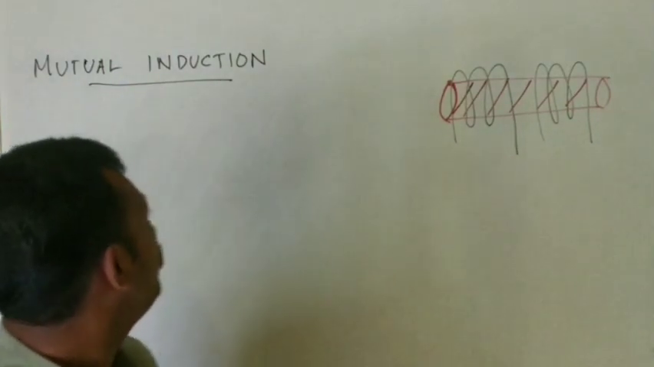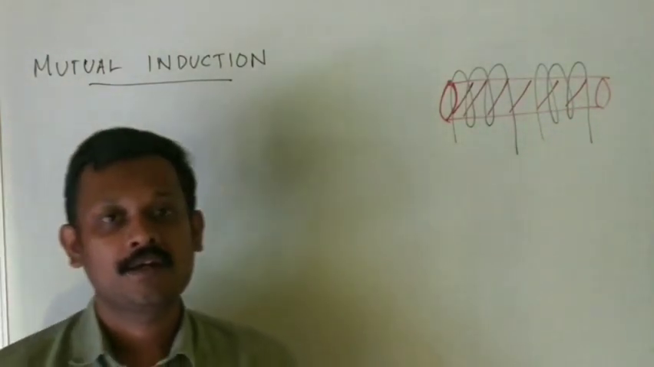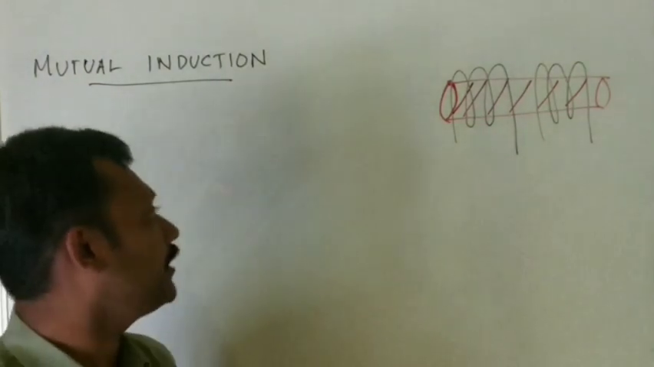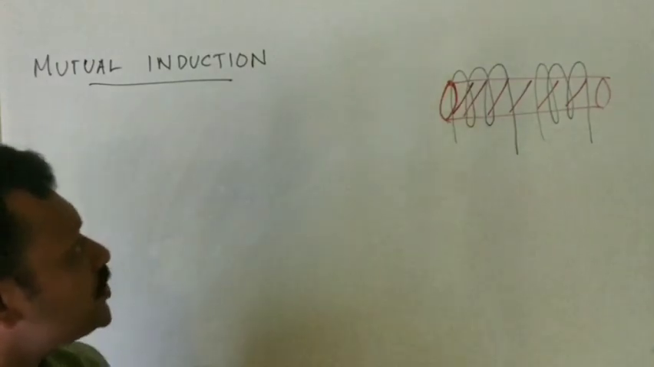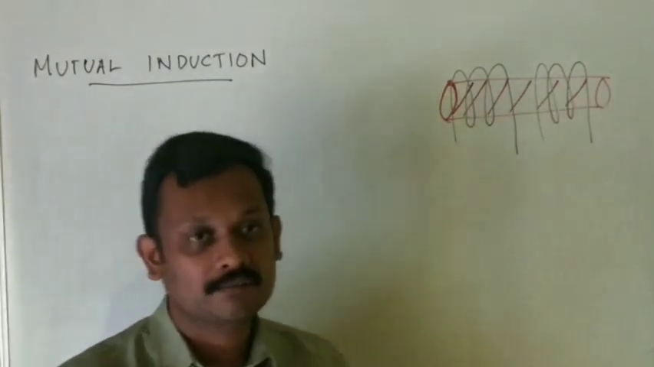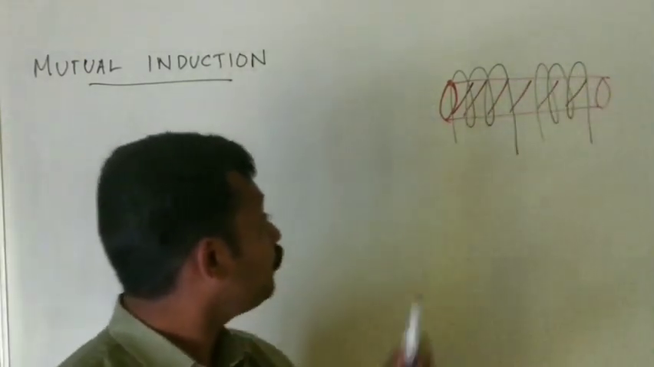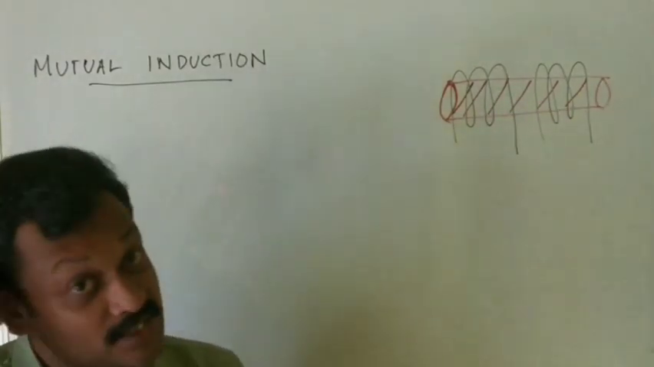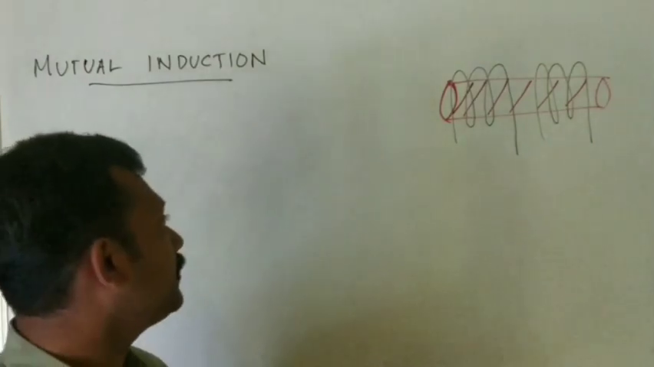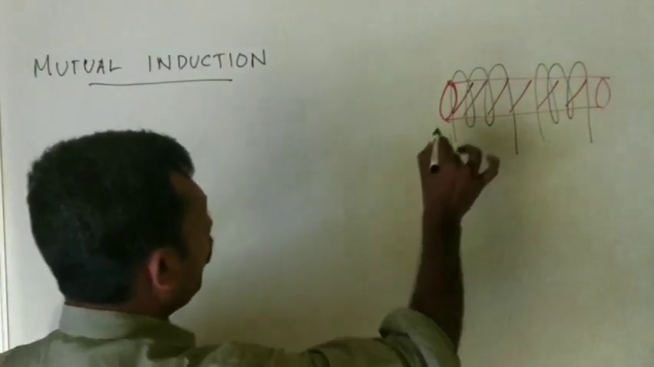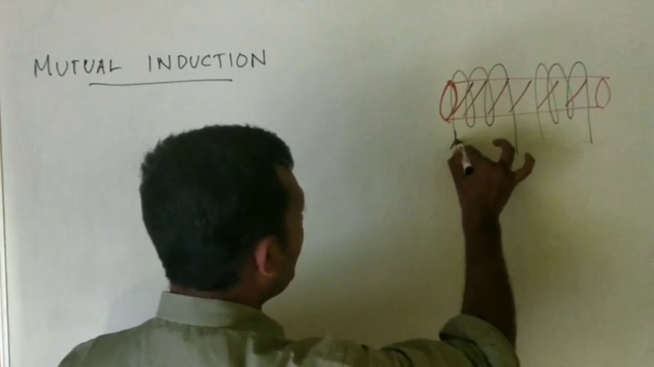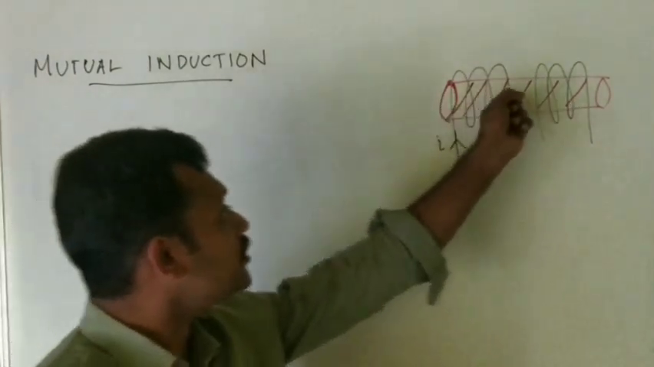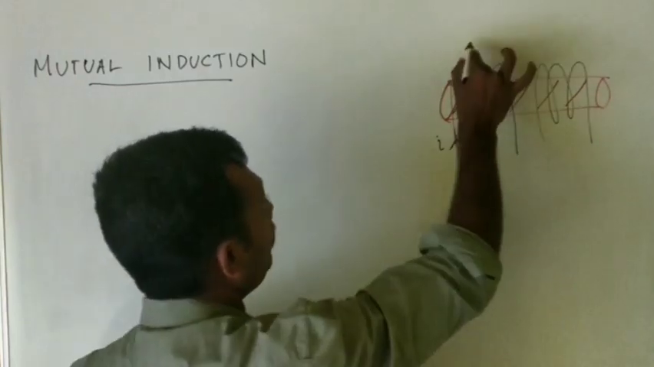In this class, we will discuss the topic mutual induction. What is mutual induction that we need to define? Before that, let us consider two coils wound over a ferromagnetic material, a material which has high magnetic permeability. Now we are providing a varying current. A current is passed through the coil 1.